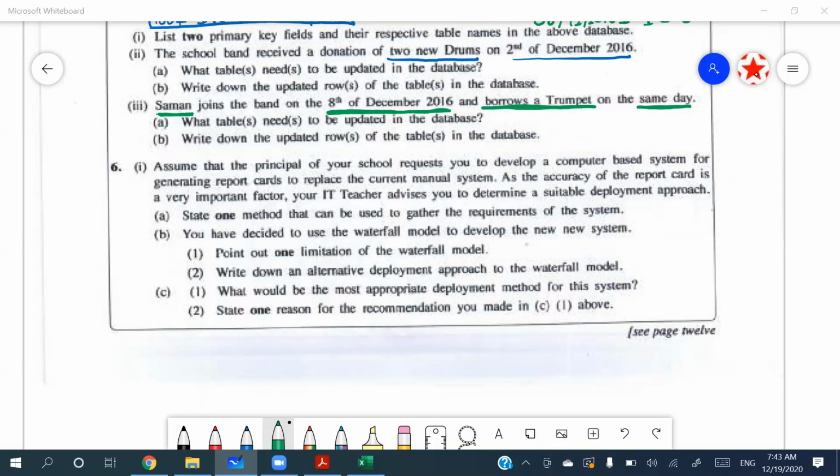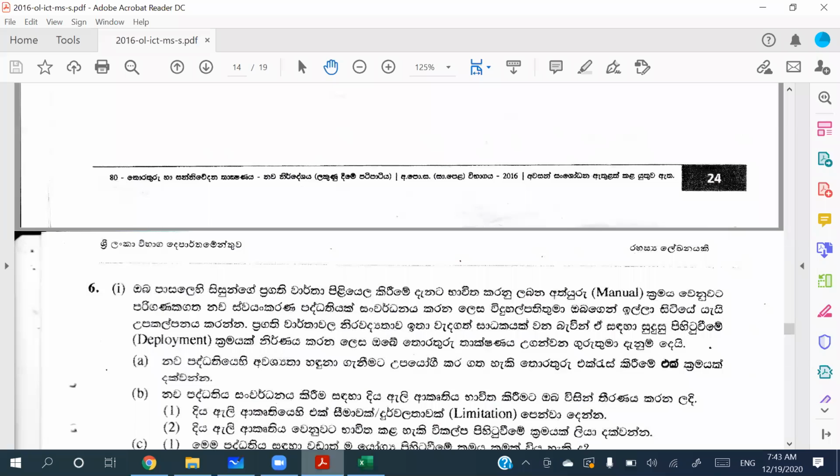So in the A part, they say state one method that can be used to gather the requirements of the system. There are many things, like we can use interviews, we can use observations, we can use questionnaires, right? We can refer to sample documents, we can refer to the previous reports. There are a lot of things, right?